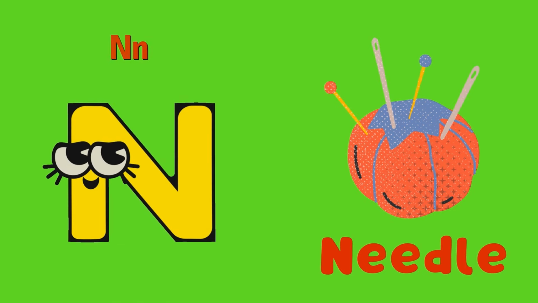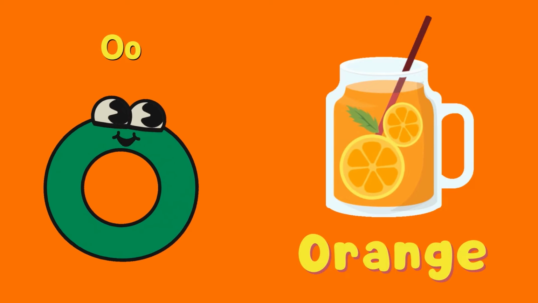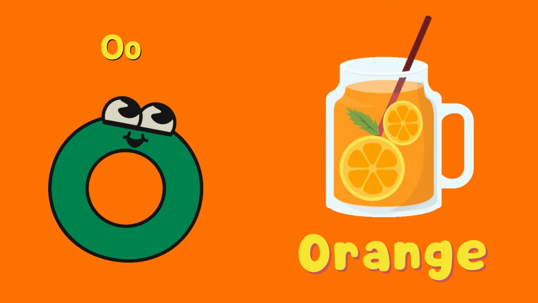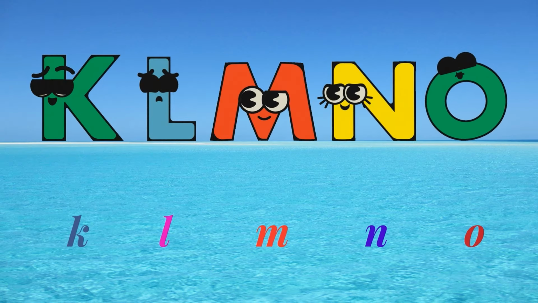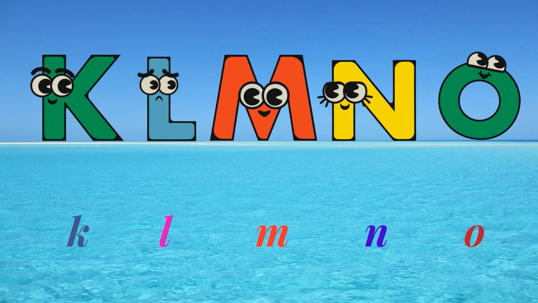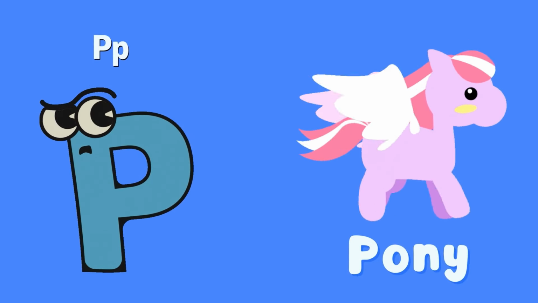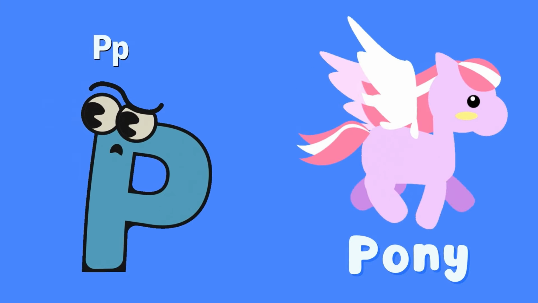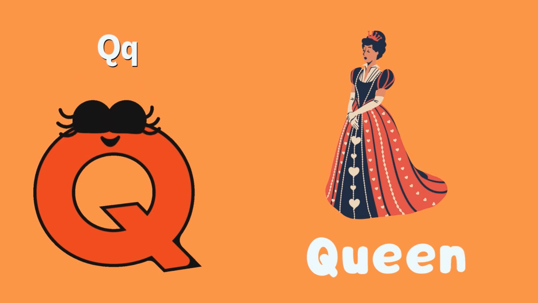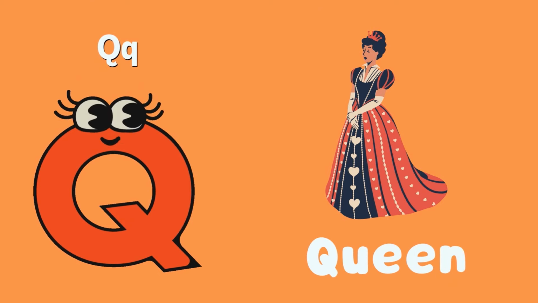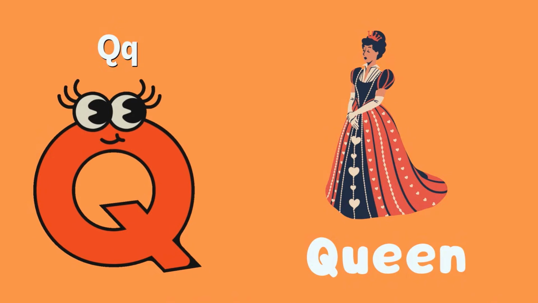Needle, N, needle. O is for orange, orange. O, orange. P is for pony, p, pony. P, pony. Q is for queen, k, queen. Q, queen.